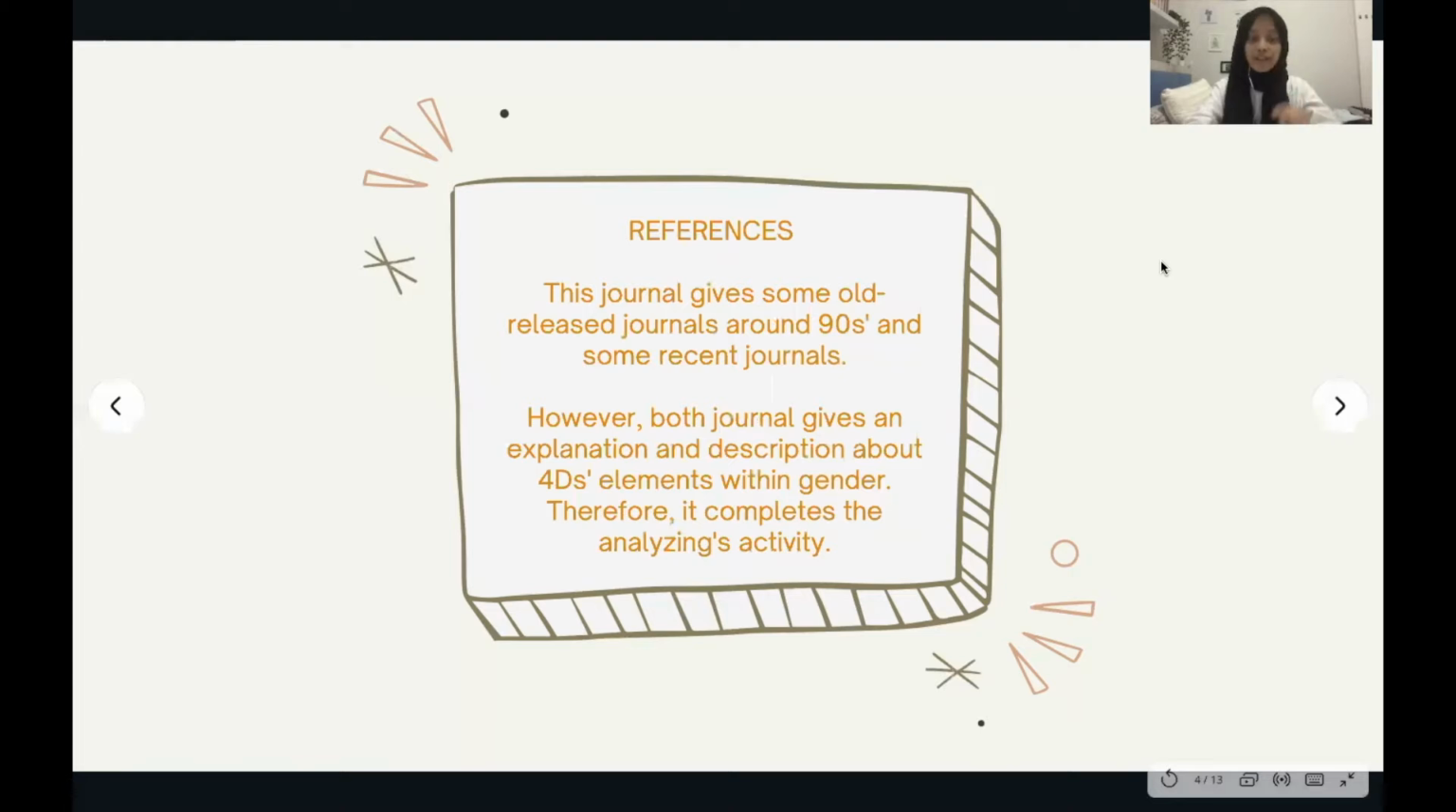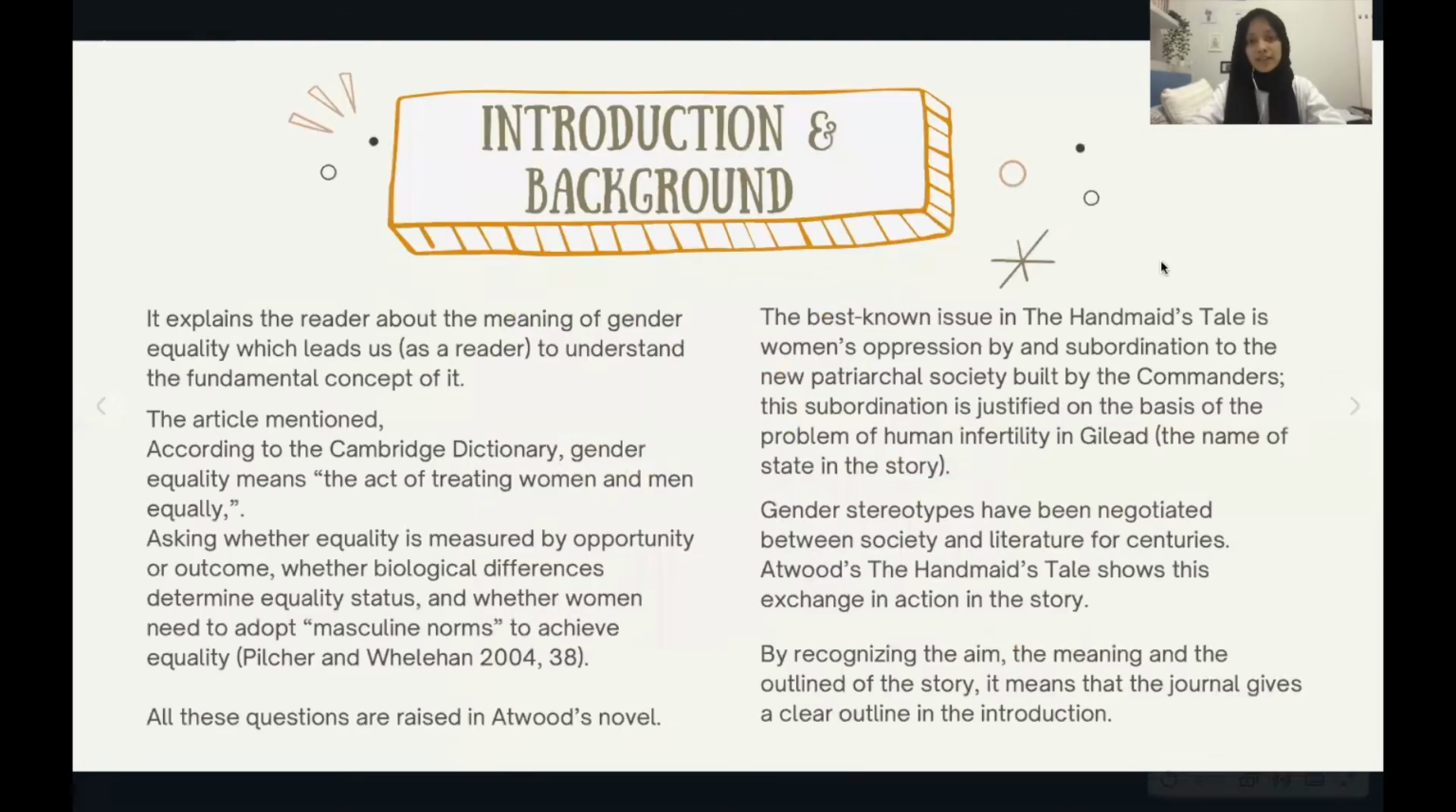And for the references, this journal gives some older journals from around the 90s and some recent journals. However, both give an explanation and description about the 4Ds element within gender. Therefore, it completes the analyzing activity.